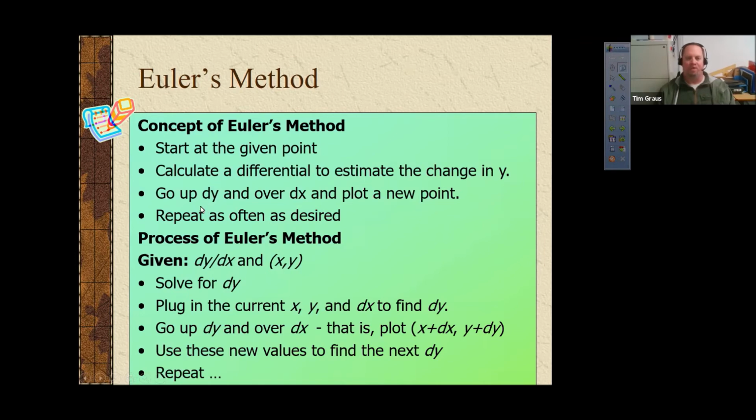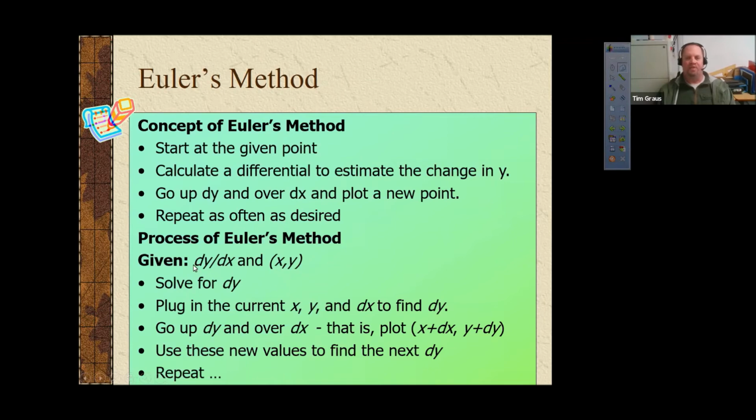We have a starting point, sometimes it's the y-intercept, and then the derivative or the slope tells us how far up to go and how far over to go. Well, this time, every step we take, the slope is going to be a little bit different. So we'll go up a different amount and, well, usually over the same amount. And we'll repeat this as often as desired.